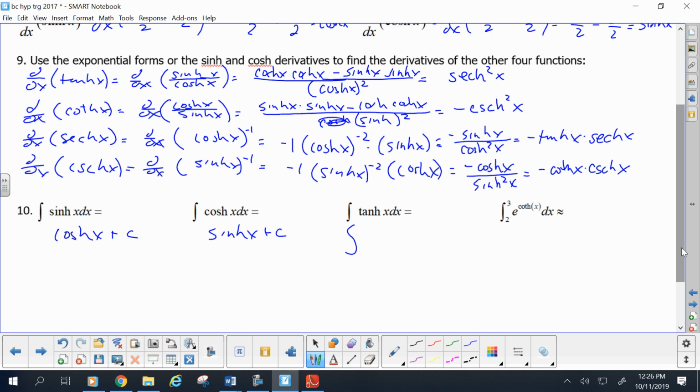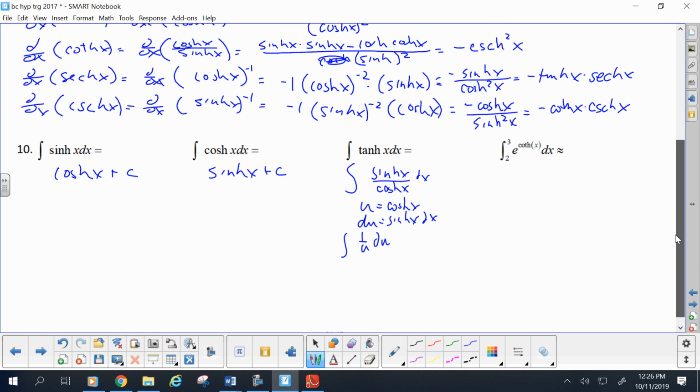How do you do tangent? U sub, yeah, it's sinh over cosh, with the u of cosh, so du is sinh. So this is 1 over u du, and so our antiderivative of hyperbolic tangent is the natural log of the absolute value of cosh.